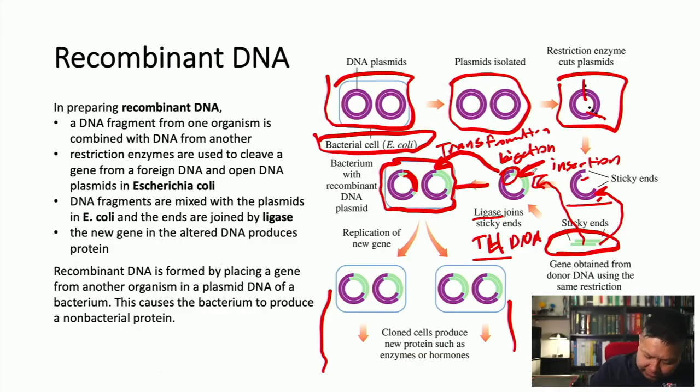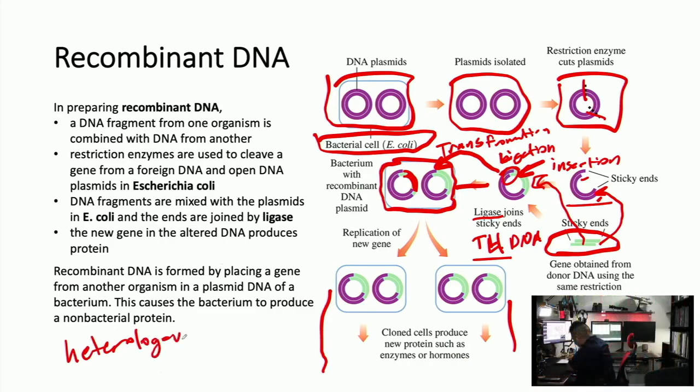So this is called heterologous expression. Heterologous because we're expressing it in a different organism. We're taking a gene, luciferase, from the dinoflagellate organism, and we are expressing it in E. coli, which is a different organism, right?